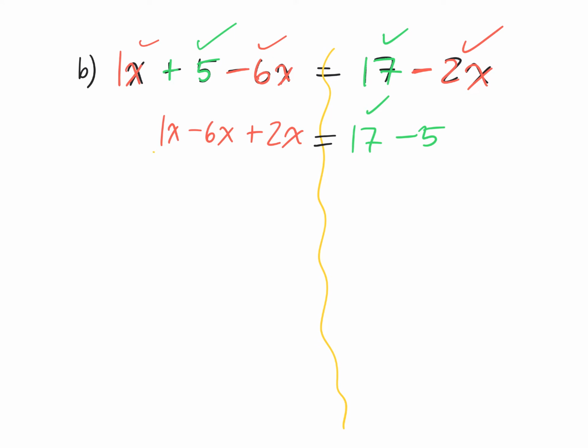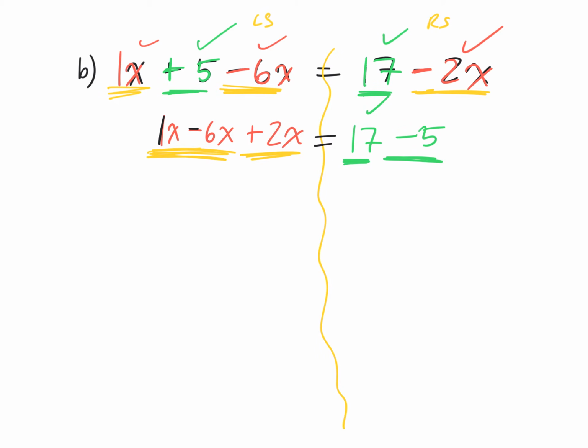So these stayed the same. +1, -6. Those were already on the left side. And on the right side I had a negative. That became a positive. My 17 stayed. But the +5 became -5. That's the hardest part. Once you set it up, just simplify it now.